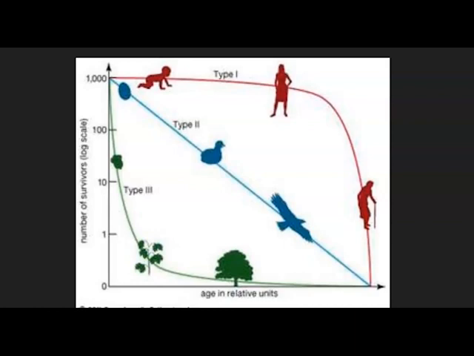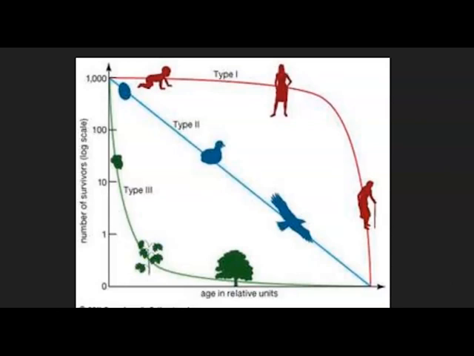A survivorship curve is a line that displays the relative survival rates of a cohort, a group of individuals of the same age, in a population, from birth to the maximum age reached by any one cohort member. There are Type 1, Type 2, and Type 3 curves.